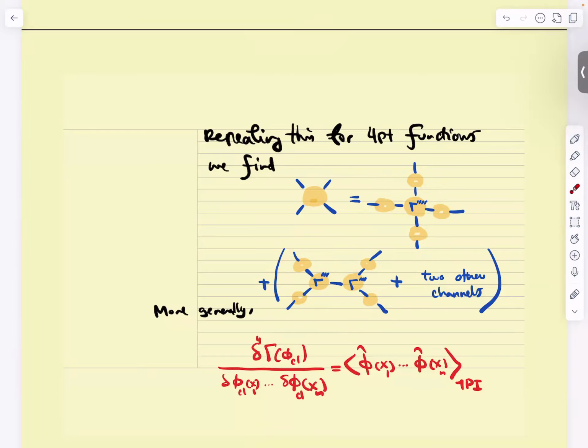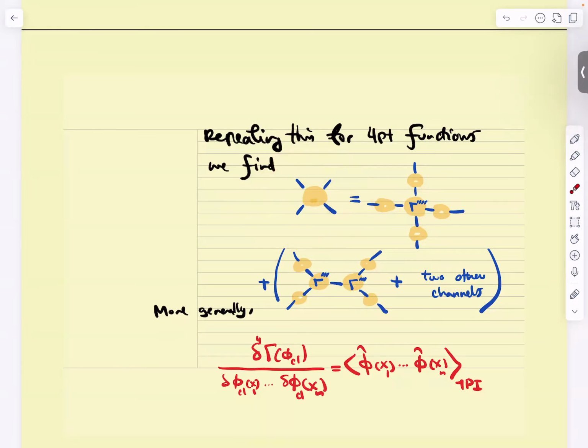Do I need to draw them? What do I mean by the two other channels? What was this channel? What did we call it if this was the Feynman diagram direction? T channel, if you're going this way, right? So the S channel would be this, right? What's the other one? Swap to X. Right. So what happens is that when you repeat this derivation, you're going to get this.